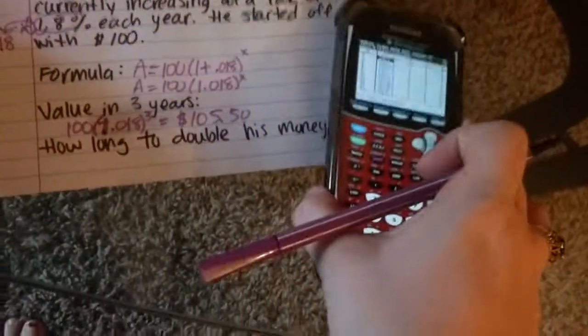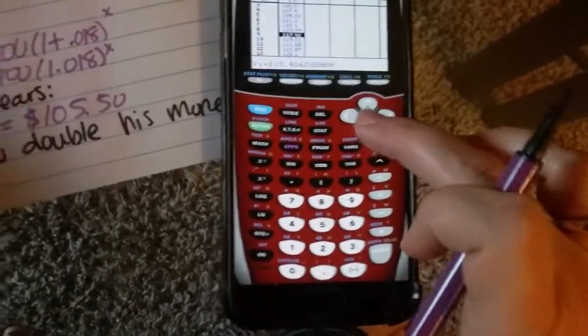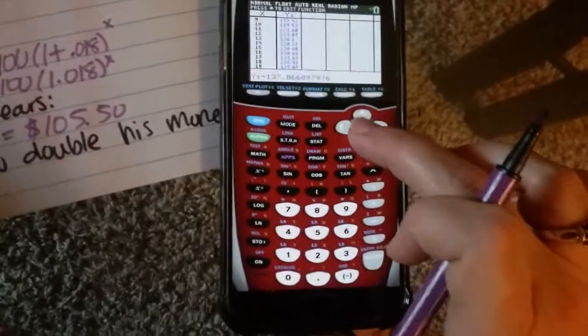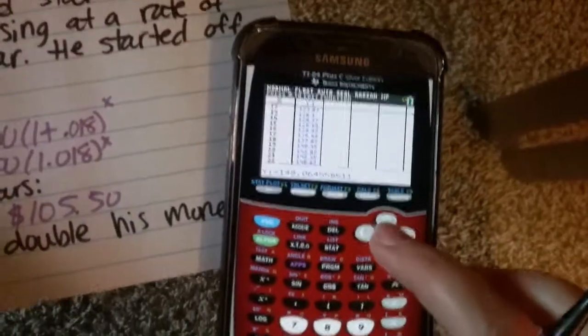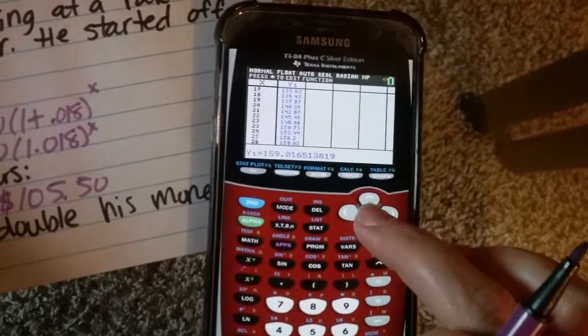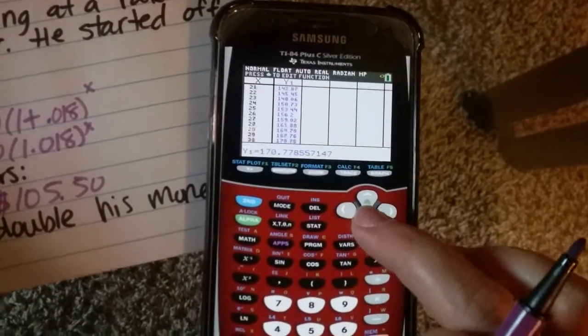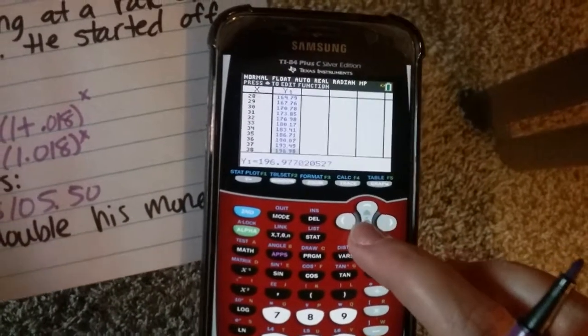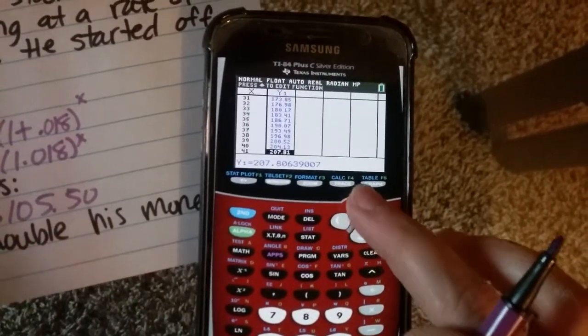And then here, how long is it going to take to double his money? Well, in 5 years, he only got $5, so I bet you it's going to take a while. But again, our table's going to help me out. I am looking for $200, because that is 100 doubled. So today we're doing the slow route using our table. I'm going to show you how to use our graphs when we come back. So I'm going to keep going. Oh, I'm getting close. There it is.